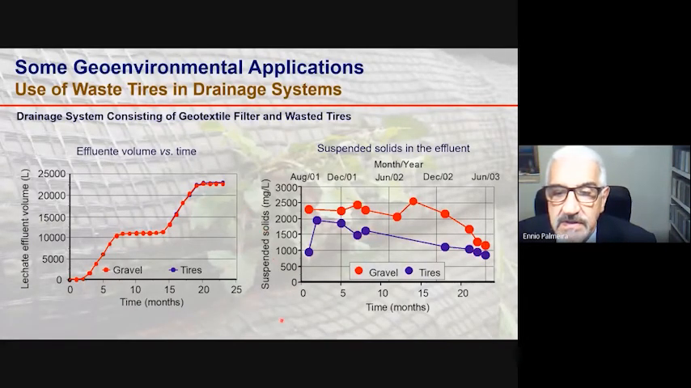Here you see results in terms of suspended solids in the leachate, in the effluent, as a function of time. You can see the result here for the conventional drainage layer consisting of gravel, and this result here for the alternative drainage layer consisting of tires and the geotextile. So there are fewer suspended solids in the alternative drainage layer because of the presence of the geotextile filter.